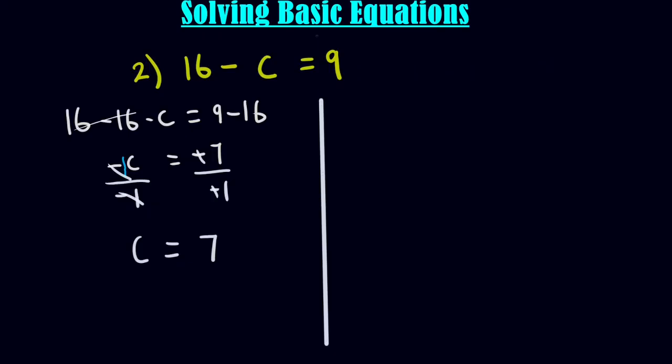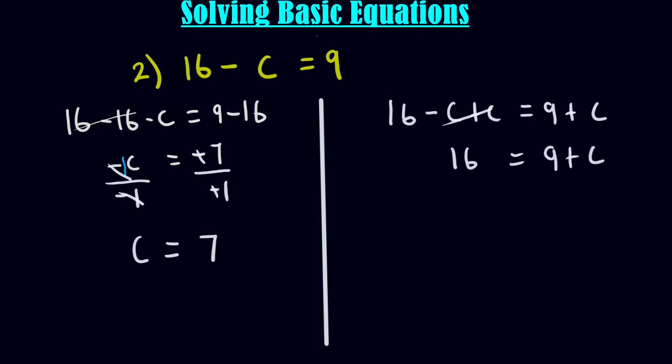The second way in which we can work out this problem is by first getting rid of that negative in front of the variable. So we'd have 16 minus c plus c is equal to 9 plus c. When we work that out, we'll have 16 equal to 9 plus c. After we have done this, we can go ahead and remove that positive 9 by subtracting 9 on both sides. So we'll have 16 minus 9 is equal to c. 16 minus 9 is equal to 7. Therefore, c is equal to 7.